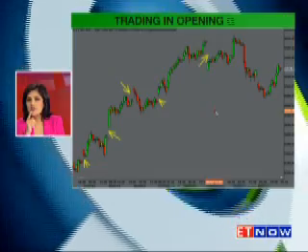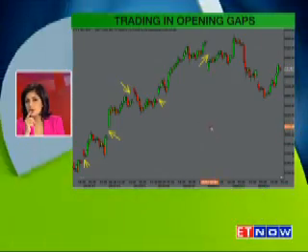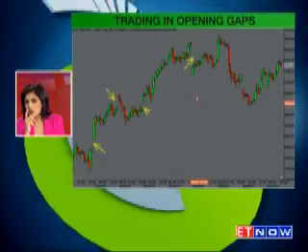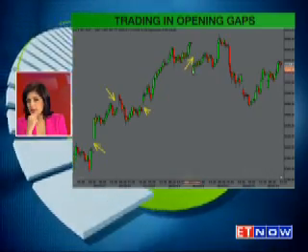And so this is a 15-minute chart spanning a couple of days, and you're seeing the gaps come up on each of those days? Yes, this is the open of any day.